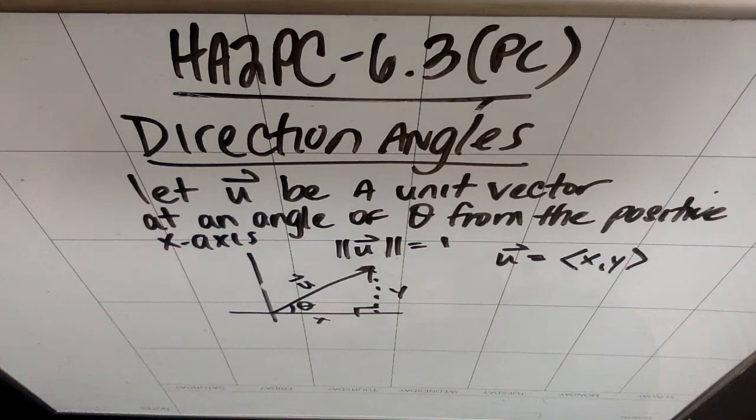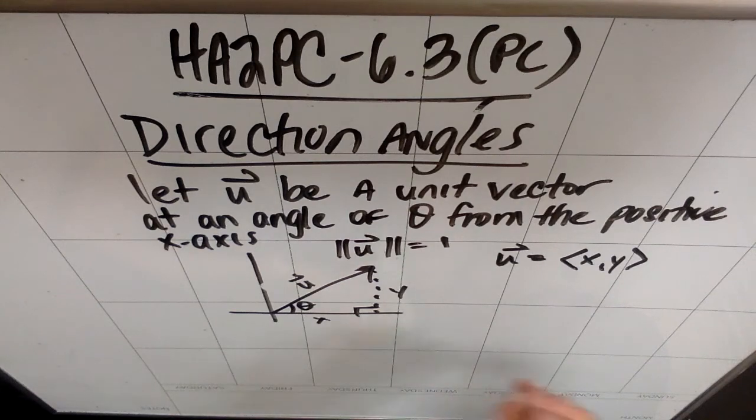We're doing Honors Algebra 2 Pre-Calculus, section 6.3 in Pre-Calc, which is vectors in a plane. We're going to talk about direction angles. So let u be a unit vector, meaning that its magnitude is 1, so the magnitude of u is 1, at an angle theta from the positive x-axis.